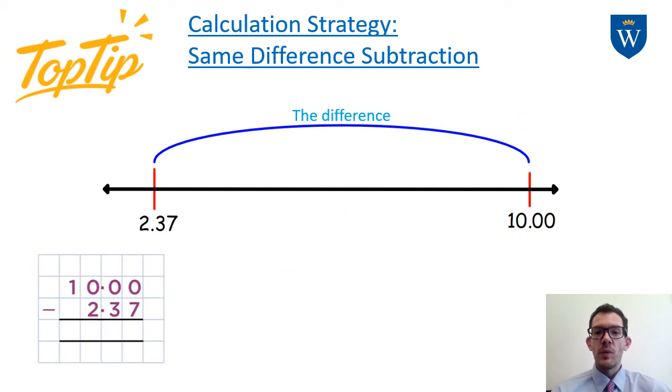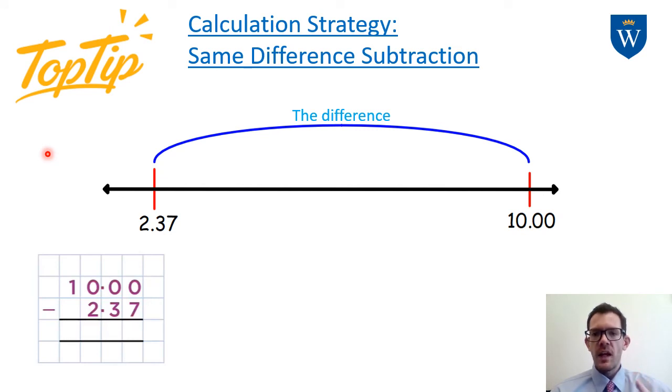So first of all, we want children to understand that subtraction is all about finding the difference between two numbers, and we can demonstrate this brilliantly on a number line. So by subtracting 2.37 from 10.00, we are finding the difference between the two numbers, 10.00 being the bigger number. Okay? In the same difference subtraction method, we think, well, okay, let's adapt those numbers just slightly, but we're going to keep the difference the same.